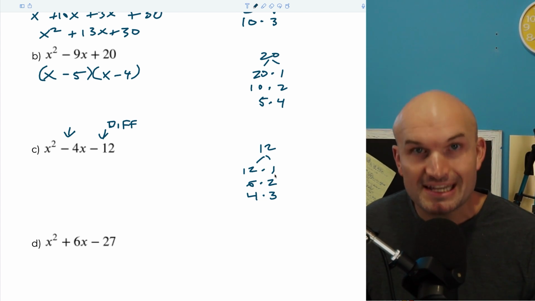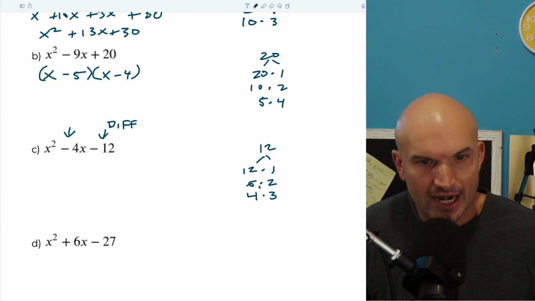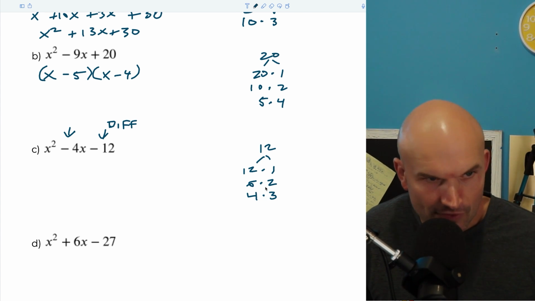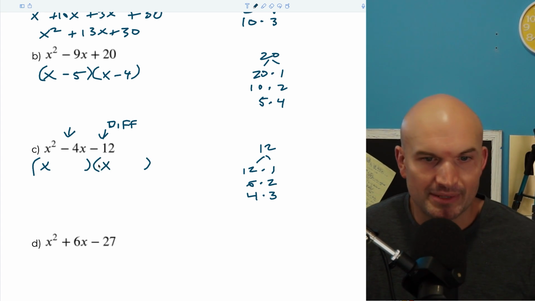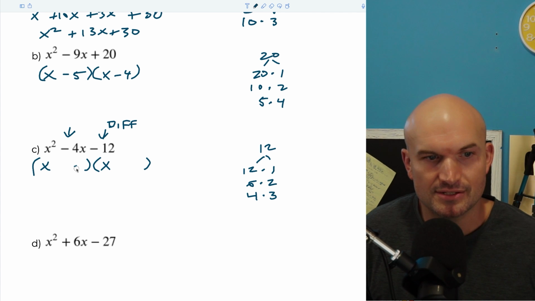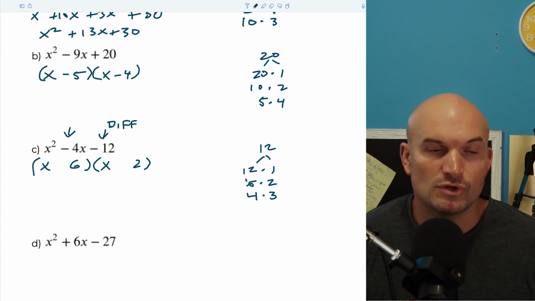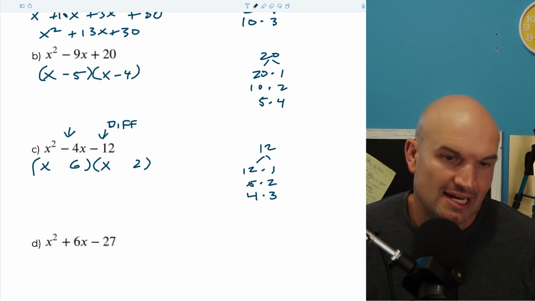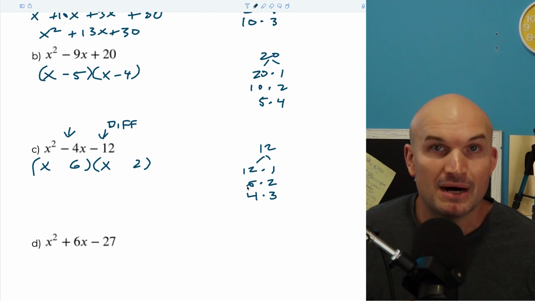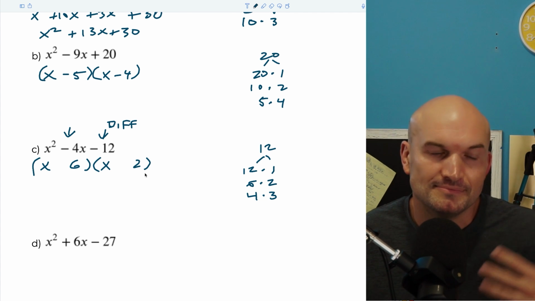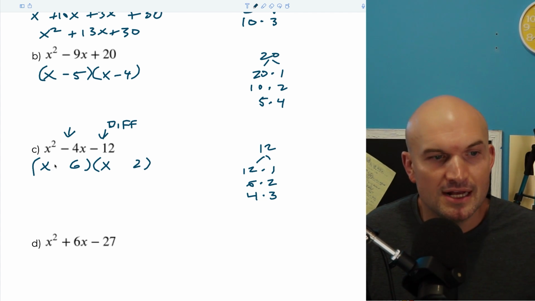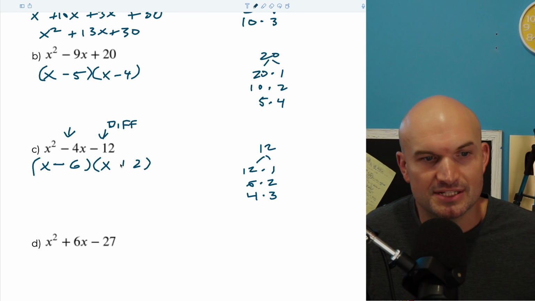So which of these factors have a difference of 4? Well, you can see that 6 and 2 have a difference of 4. So those are my factors. Again, I'm going to write this as a product of two factors, and I know my x's have to be in front. My problem is I know it's going to be a 6 and a 2, but which one is positive and which one is negative? Is a negative 6 plus 2 negative 4, or is a positive 6 plus negative 2 positive 4? Hopefully you can see that when 6 is negative, that gives me a negative 4. So I'll do x minus 6 and x plus 2.